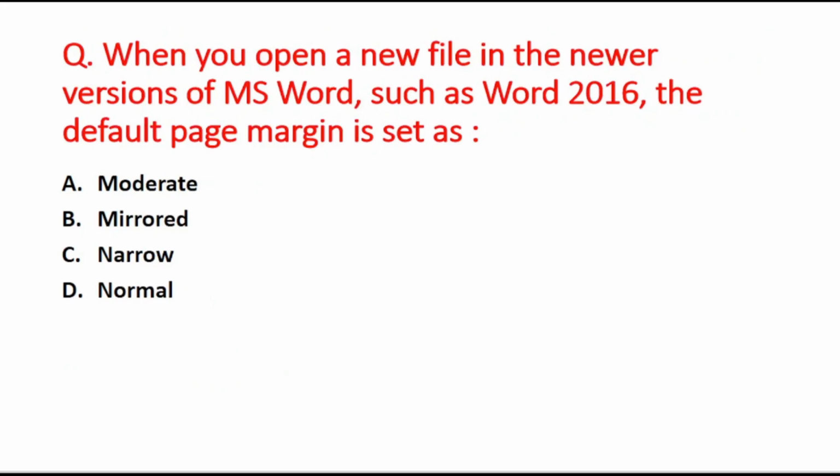Next question is, when you open a new file in the newer version of MS Word such as MS Word 2016, the default page margin is set as A option is moderate, B option is mirrored, C option is narrow, and D option is normal. Right answer is option D, normal.